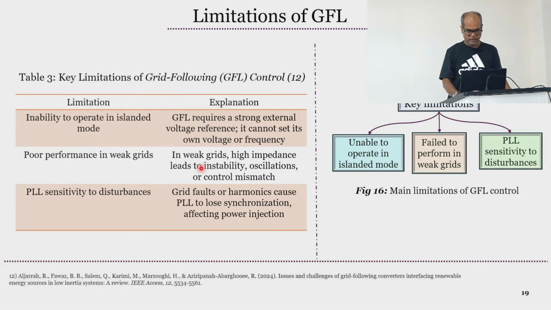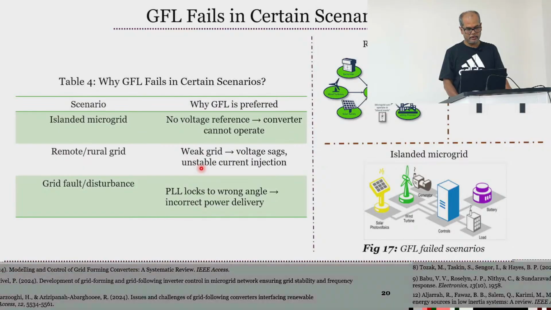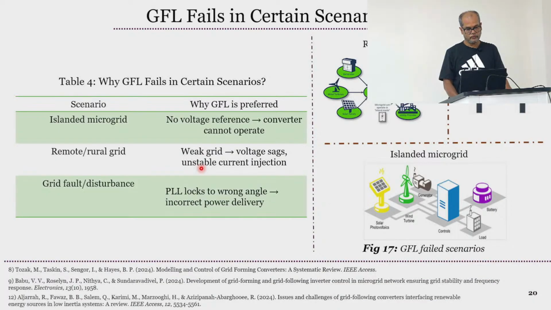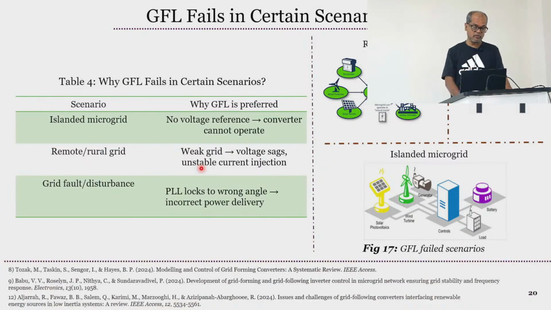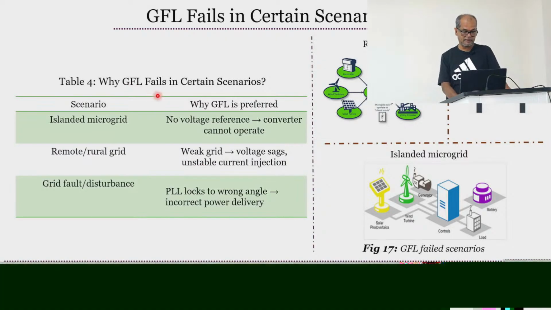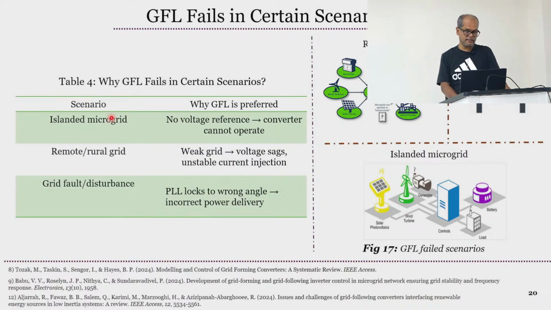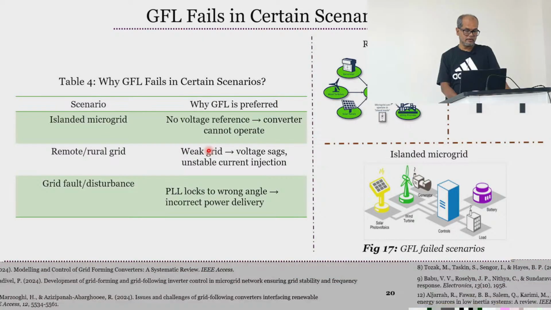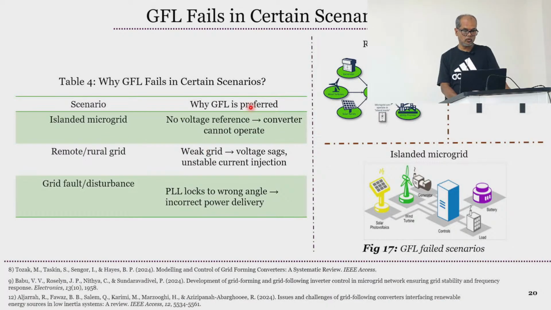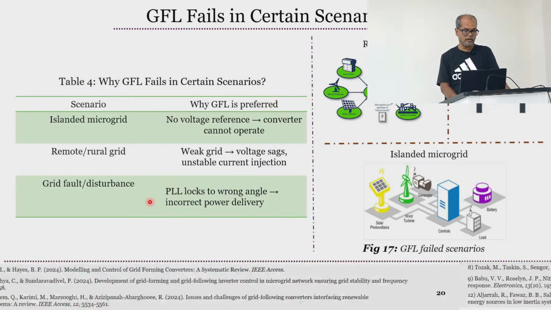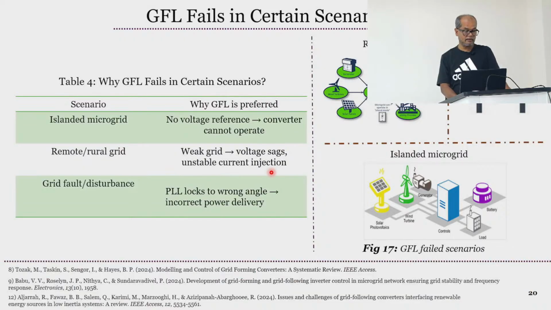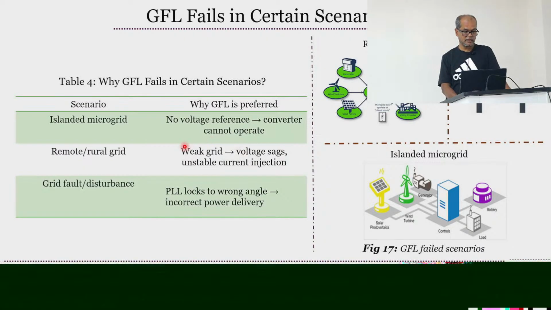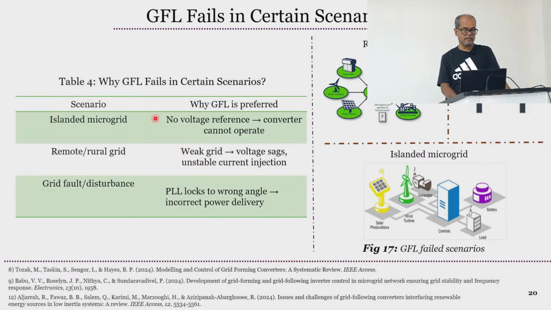And there is a simple equation you can use to measure the short circuit ratio. In certain conditions, as I already mentioned, GFL fails mainly when it is an isolated microgrid, where there is no voltage reference and the converter cannot operate, and when you have a weak grid, you have voltage sag and unstable current. In those cases, GFL fails.